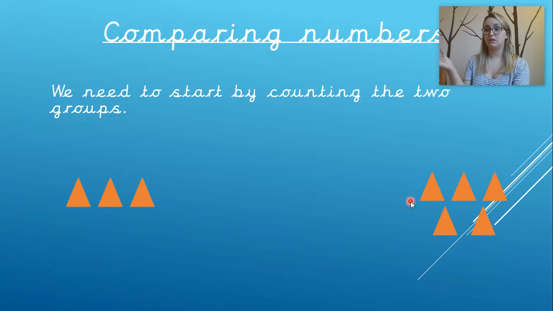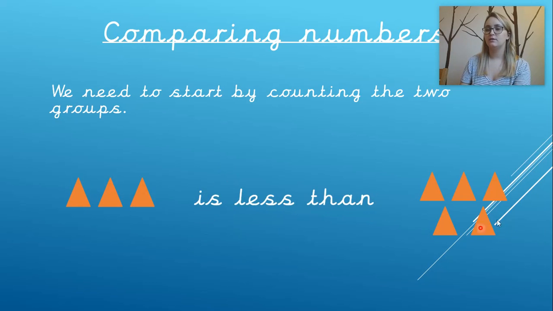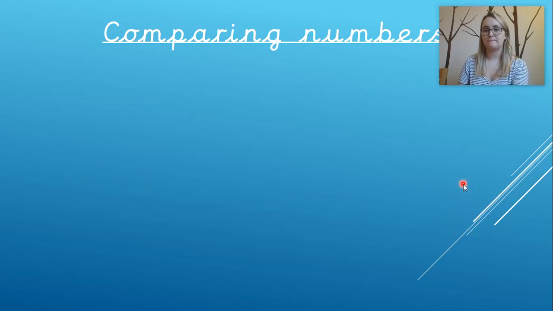Greater than, is it bigger? Less than, is it smaller? Or equal to, is it the same? Well done. 3 is less than 5. 5 has got more over here, isn't it? So this time we're going to say 3 is less than 5, because there are less triangles over here where 3 is than there is for number 5.